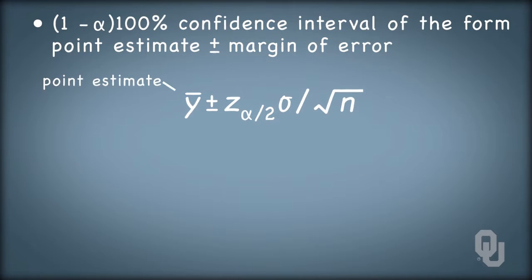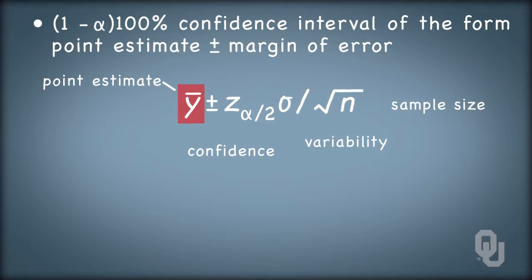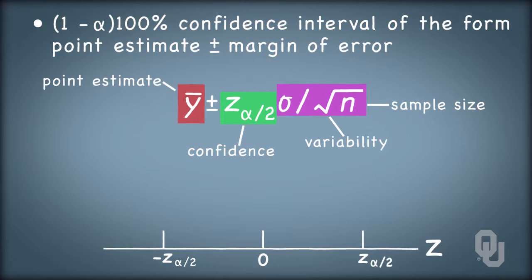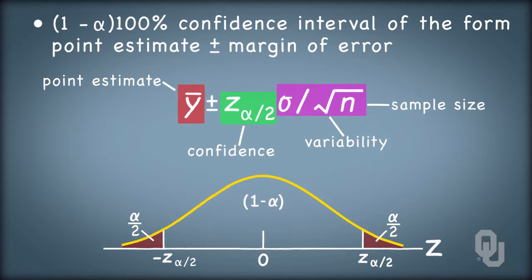We have our point estimate, the sample mean y bar, and we add to it and subtract from it a margin of error that's a function of variability, sample size, and confidence. Here, variability and sample size are included with sigma over root n, and confidence is represented with z sub alpha over 2. As sigma over root n is the standard deviation of the sampling distribution of y bar, we're essentially creating a set of bounds that are z alpha over 2 standard deviations away from the point estimate. We get the values of plus and minus z alpha over 2 from a standard normal distribution table.